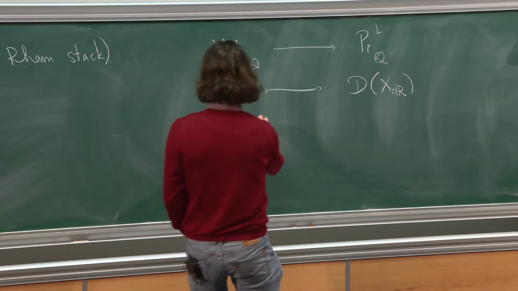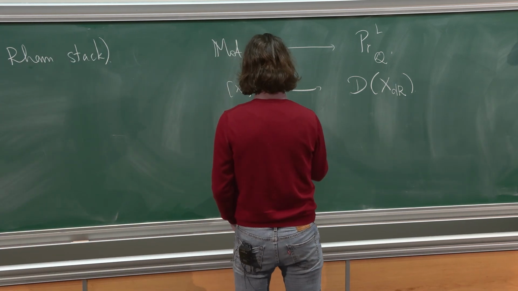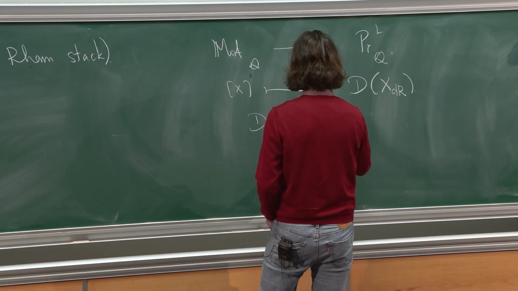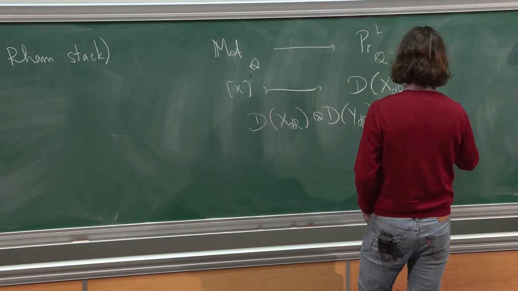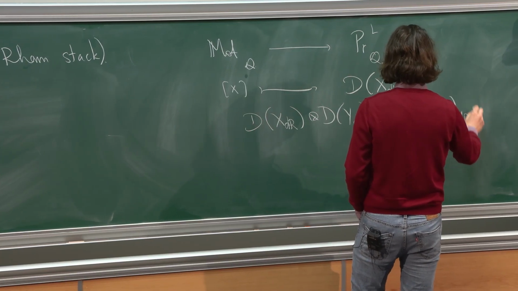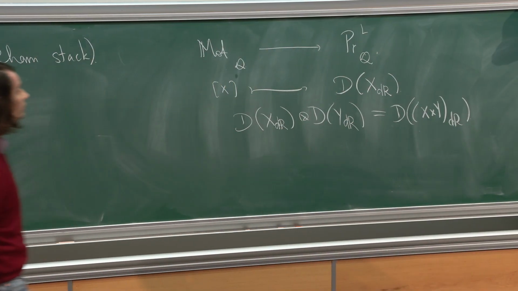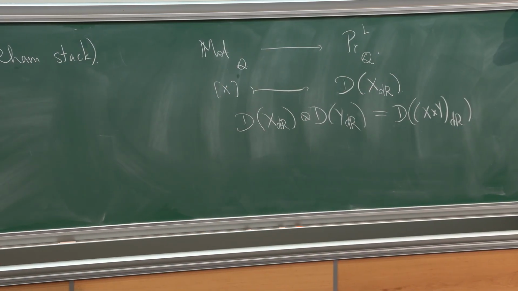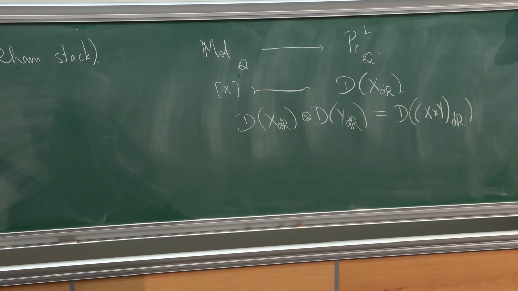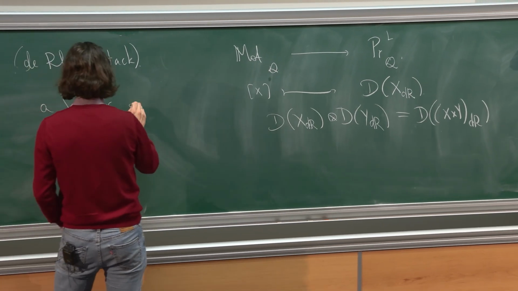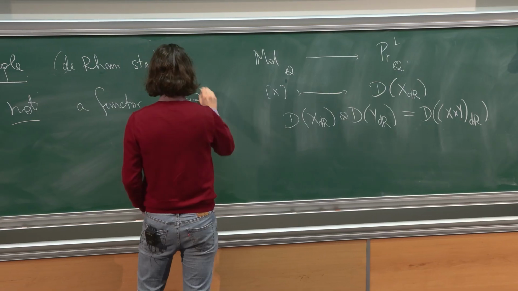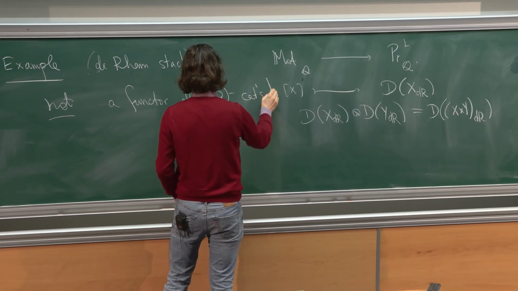It definitely satisfies the Künneth formula. So D(X_dR) tensor D(Y_dR) is actually D((X×Y)_dR). So this is great, and this is used extensively in the work of Gaitsgory–Rozenblyum and so on. But it's not a functor of infinity 2-categories, so it doesn't qualify as a realization.